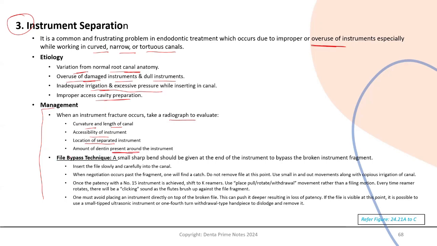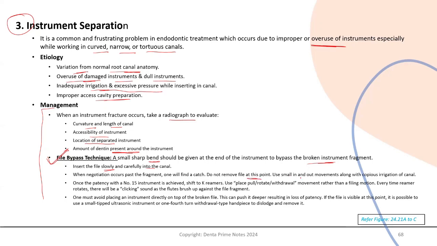One of the techniques to manage this condition is the file bypass technique. Very important: a small sharp bend should be given at the end of the instrument to bypass the broken instrument fragment. We insert the file slowly and carefully into the canal. When negotiation occurs past the fragment, one will find a catch. Do not remove the file at this point.